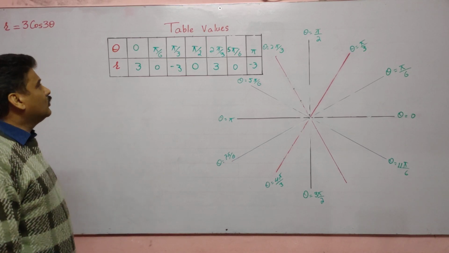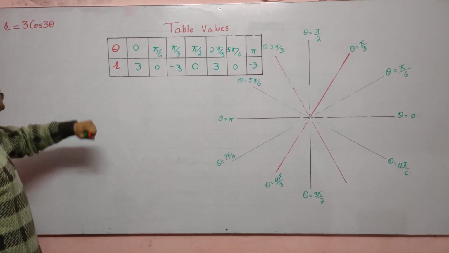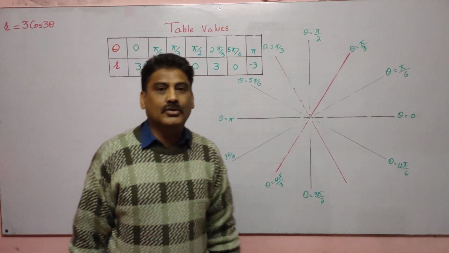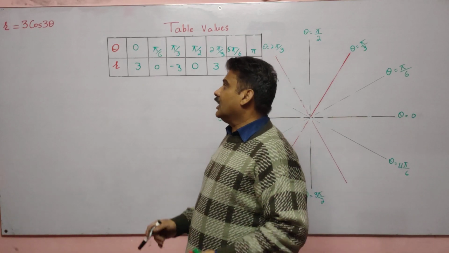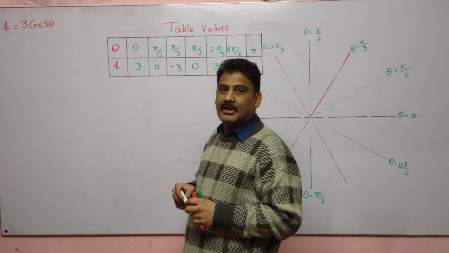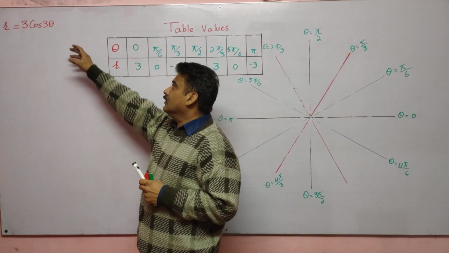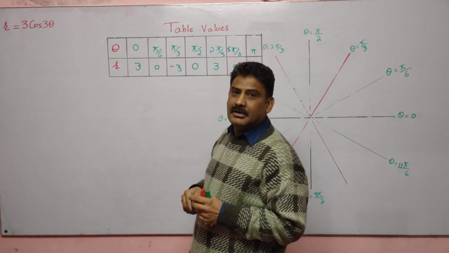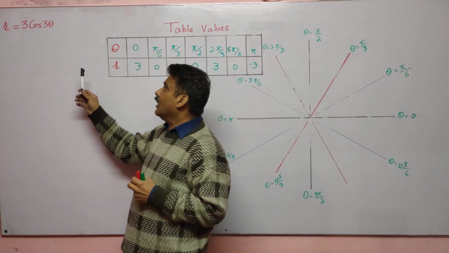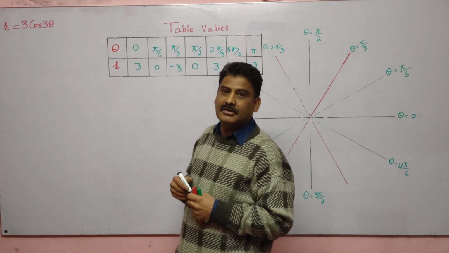Today in this video we will draw the graph of the curve r = 3 cos 3θ. The curve r = 3 cos 3θ is a curve which consists of 3 petals. There are 3 leaves of a rose in this curve. This curve consists of 3 leaves.